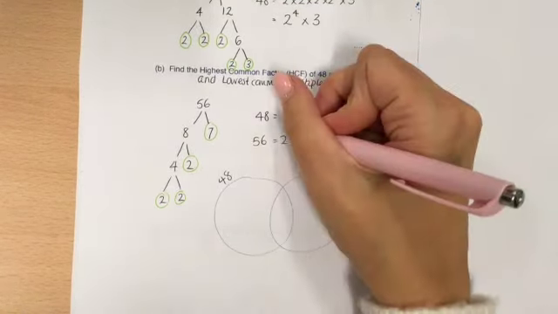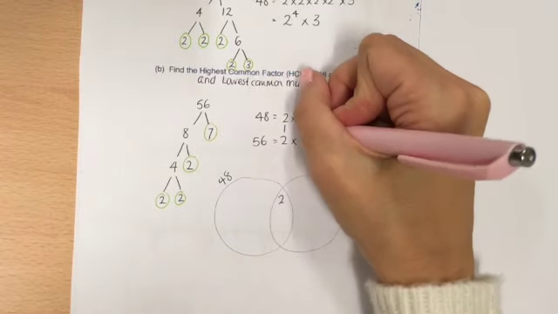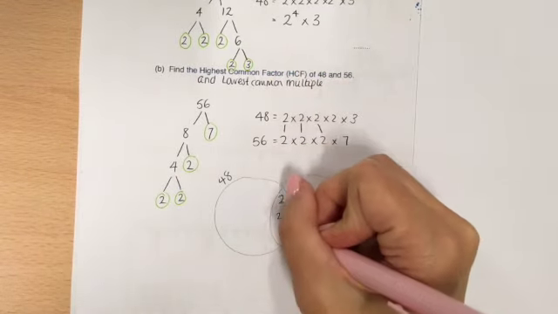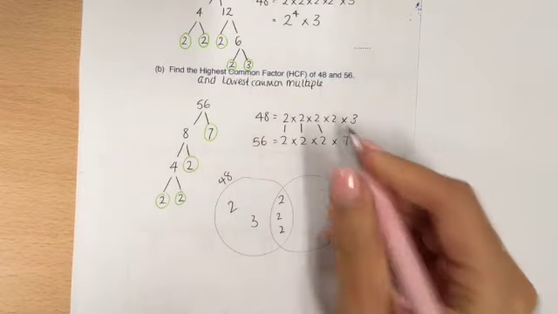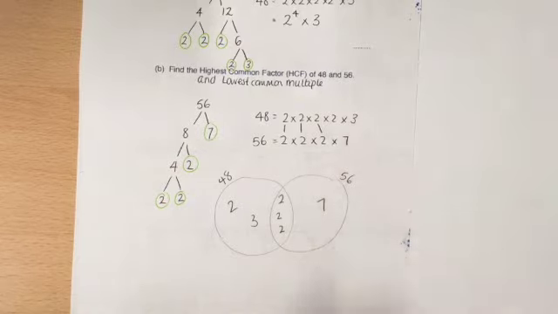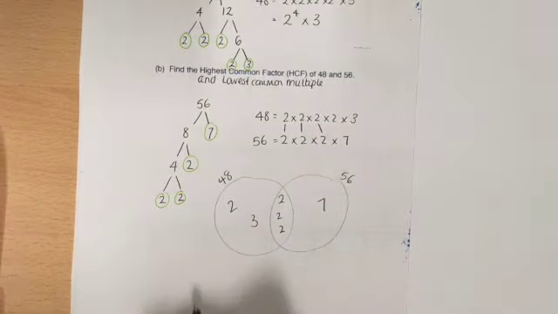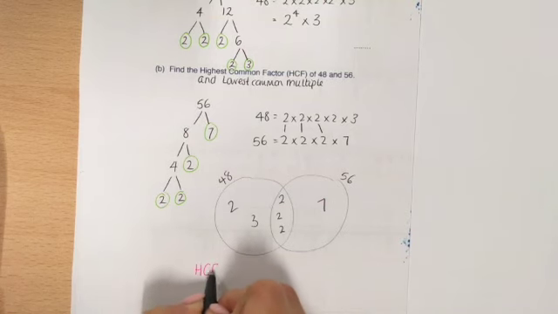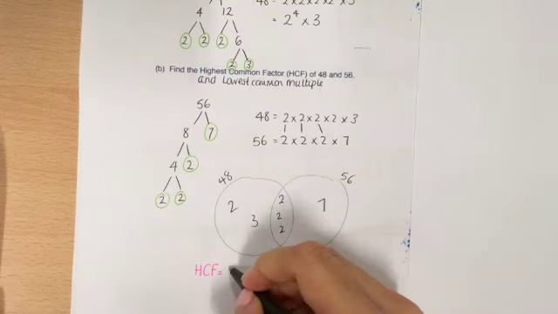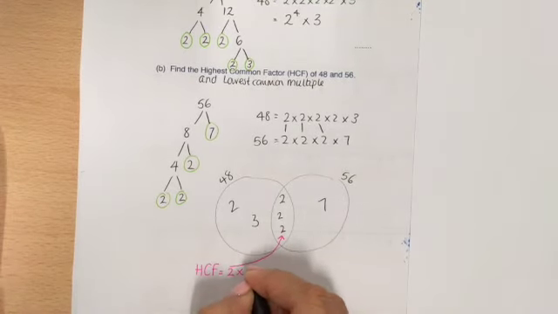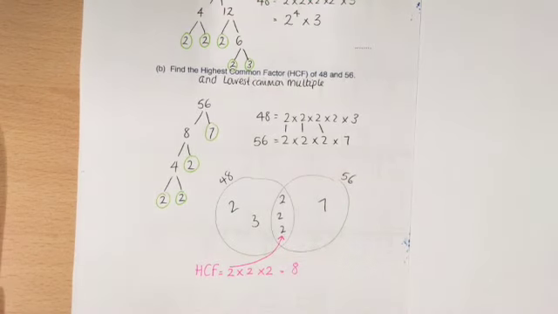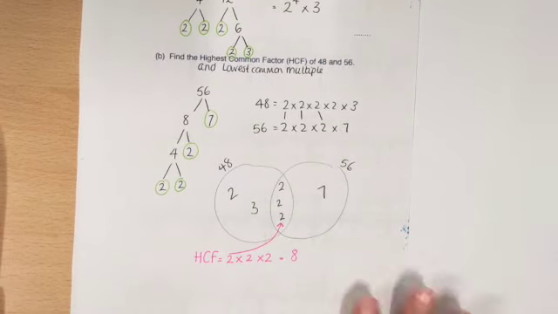So I can see I've got a 2 there, I've got another 2 there, I've got another 2 there that's common. Right, so what's left over from 48? I've got a 2 and a 3, and what's left over from 56 is a 7. So the highest common factor is the numbers that are in this intersection here, multiplied together. So 2 times 2 times 2. 2 times 2 times 2 is 8, so the highest common factor is 8.